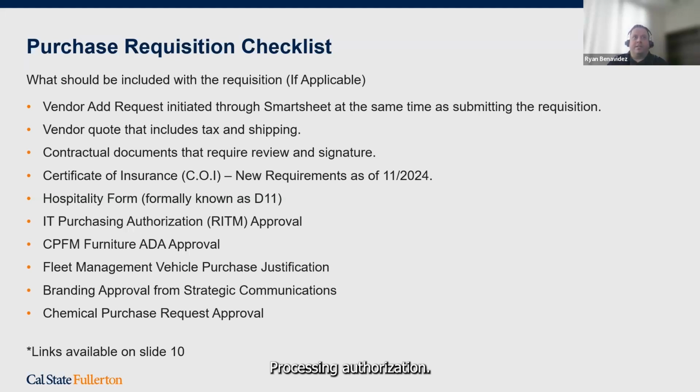IT processing authorization, the RATM approval. CPFM furniture, also known as ADA approval. Fleet management vehicle purchase justification, and branding approval from strategic communications. Also, chemical purchase request approval. All these items are items that is needed to proceed with a purchase order.